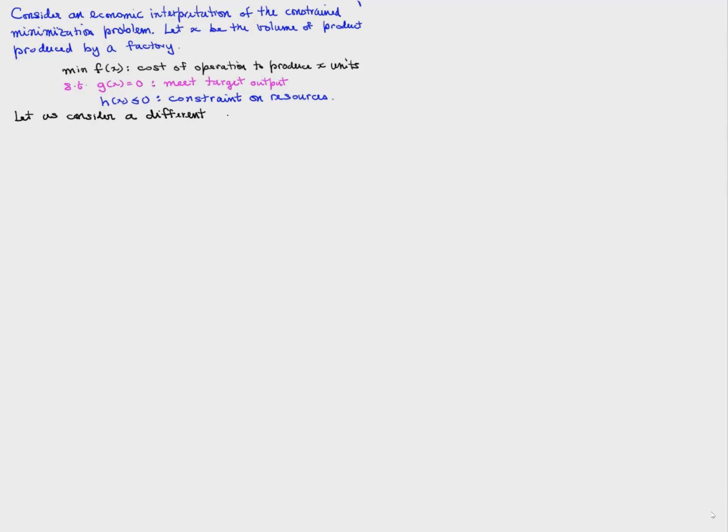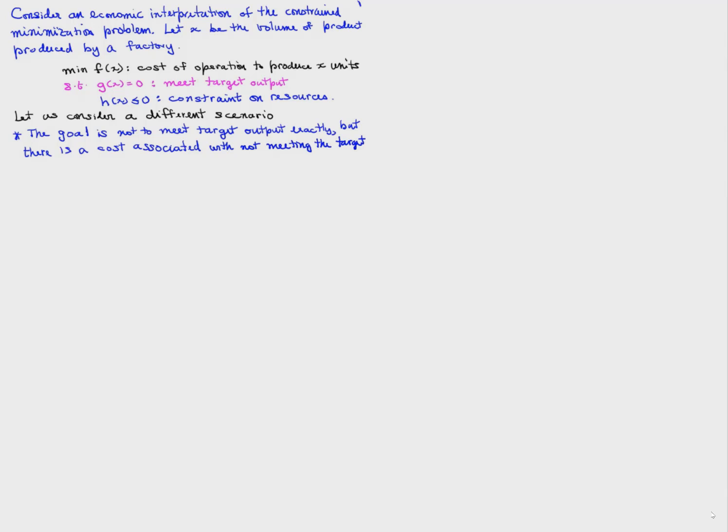Now, instead of thinking about it in this constrained optimization form, let's consider a different scenario. Instead of trying to meet an output target exactly, there is a cost associated with not meeting the target, and that cost is mu times g of x. If mu is greater than 0, that means exceeding the target results in added cost. So maybe if we produce more than is necessary, then we have to pay some inventory costs.